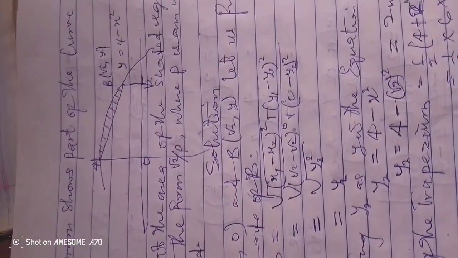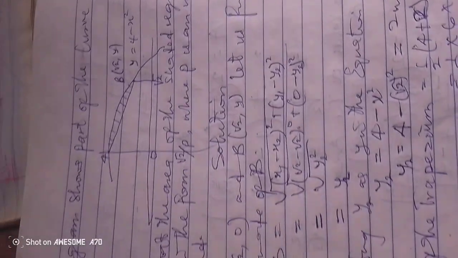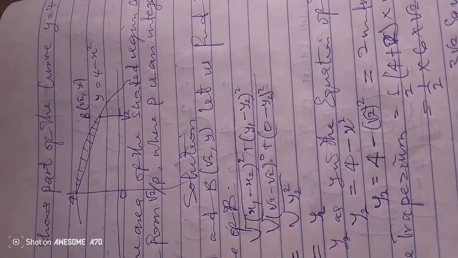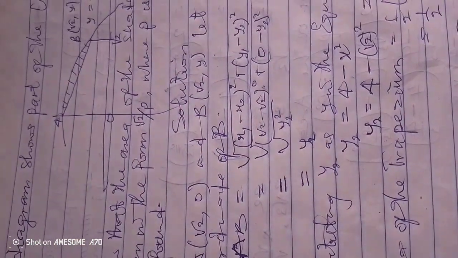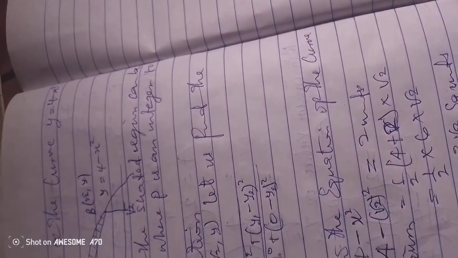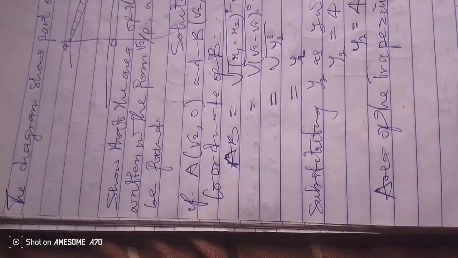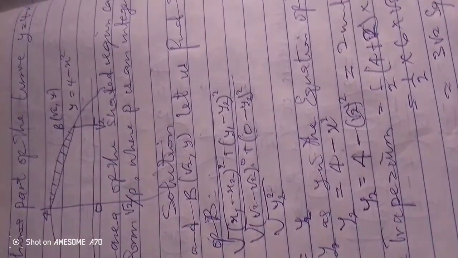The diagram shows part of a curve y equals 4 minus x squared. Here comes the diagram. Show that the area of the shaded region can be written in the form root 2 over p, where p is an integer to be found.